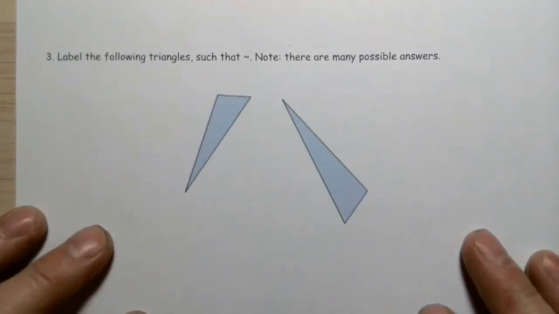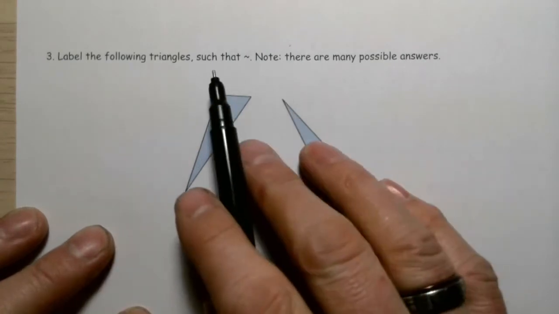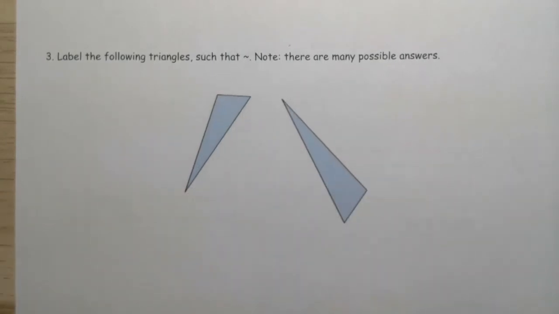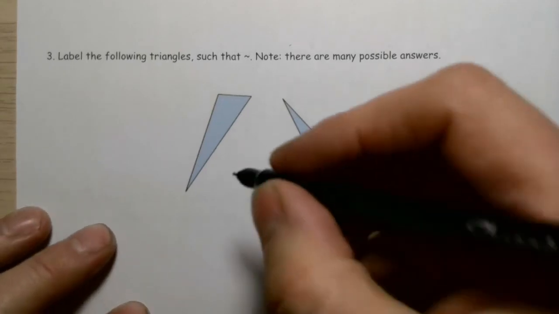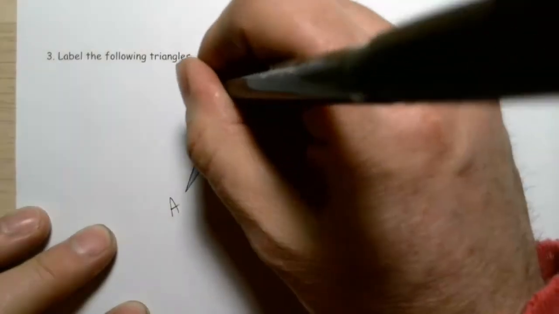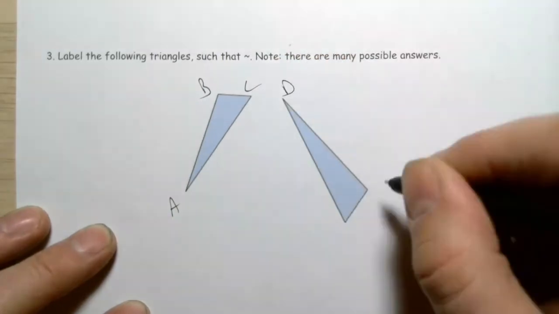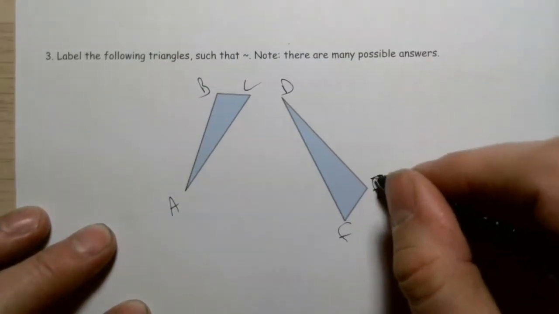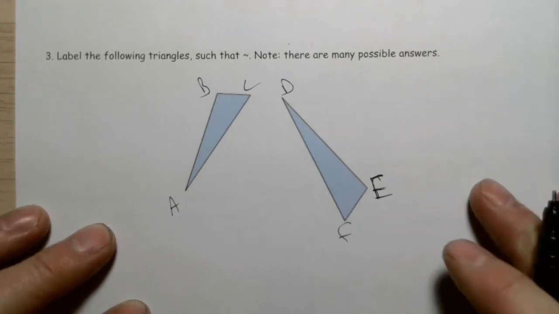Let's take a look at this one here. Label the following triangles such that they're similar, okay? And notice that there are several possible answers here, and there are. So what I'm going to do to start off with is I'm just going to simply label this A, B, C, D, E, F. Okay? Basically, I just need to have names on the vertices.